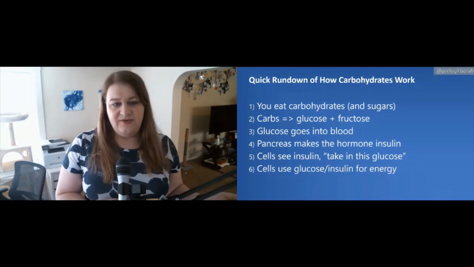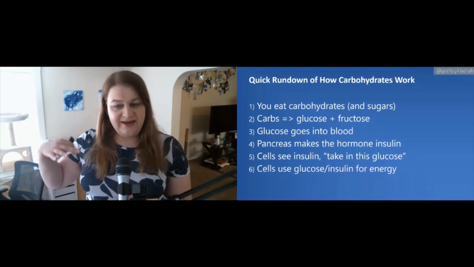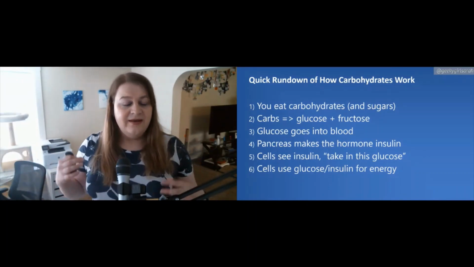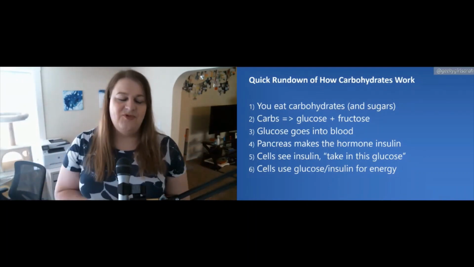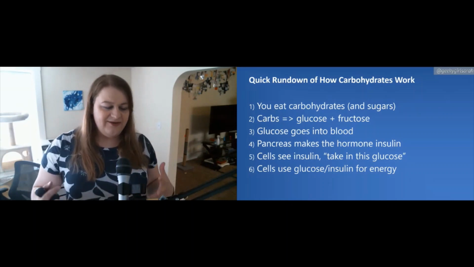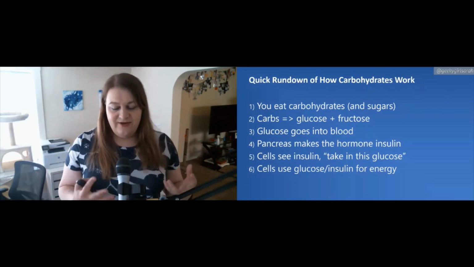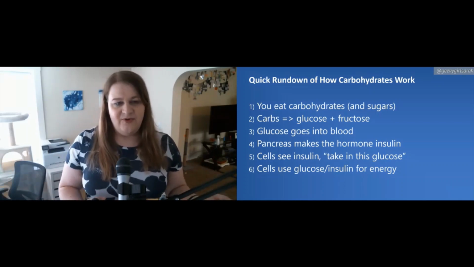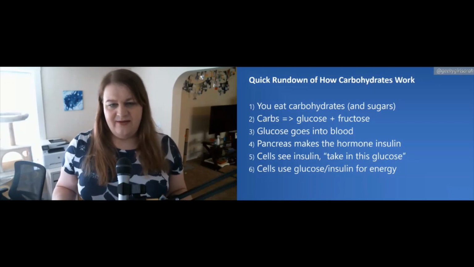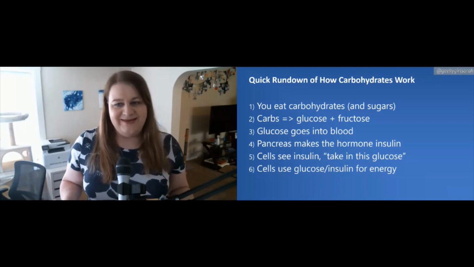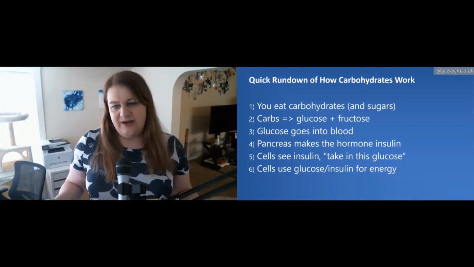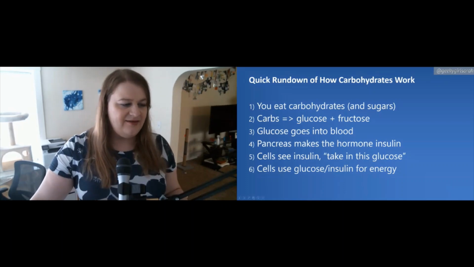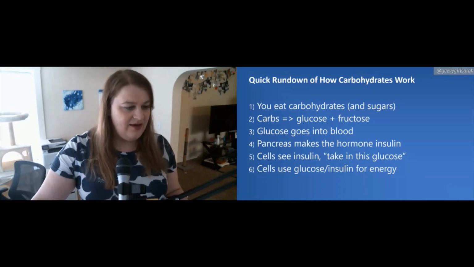Your glucose then goes into your bloodstream. Your pancreas sees this rise in the glucose and says, hey, wait a minute, I need to get to work. It starts making this hormone called insulin, which I'm sure everybody's heard of. Your cells see this insulin and the glucose and say, hey, I need to take this stuff in. Then your cells take it in and use it for energy. It's a fairly simple process in terms of the complexity of the human body, and it's a pretty reliable system. The only problem is when my slides don't advance like I think they should.